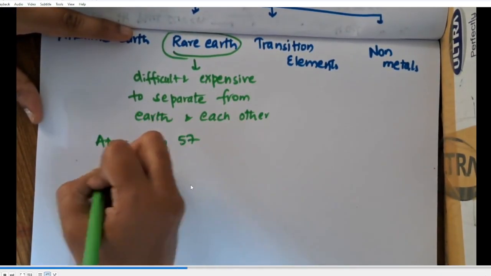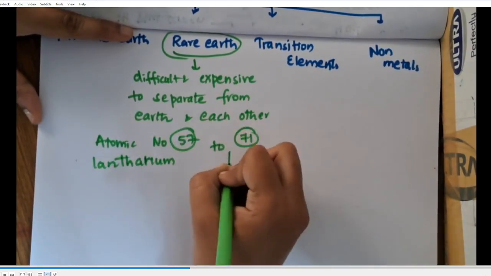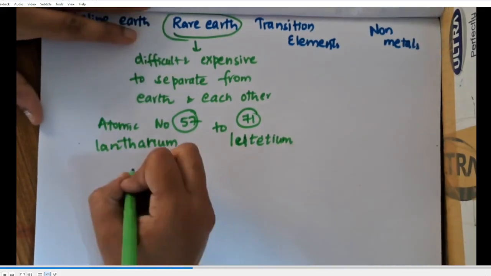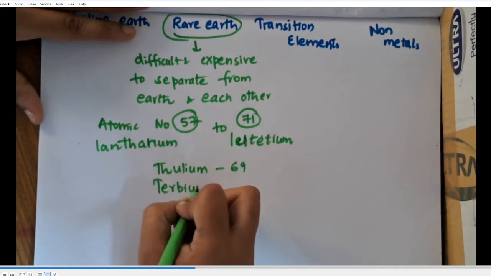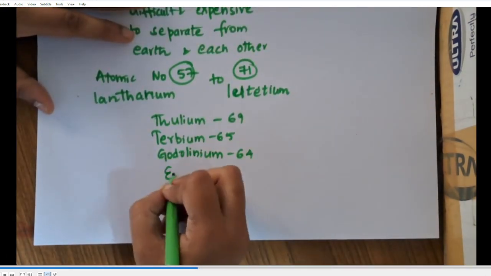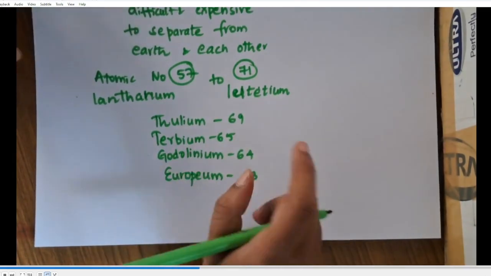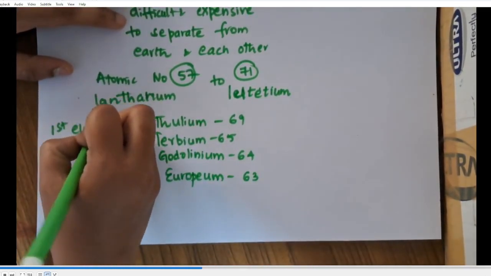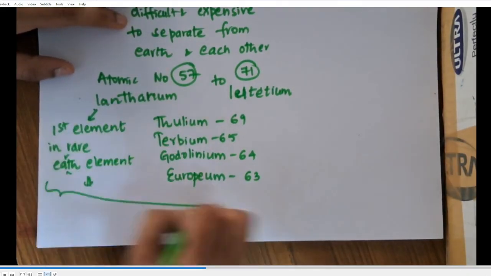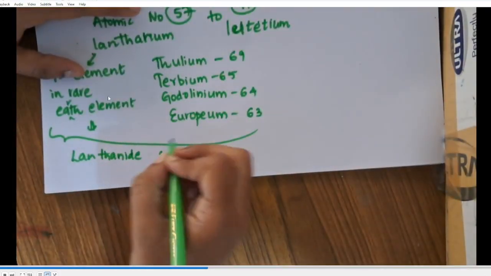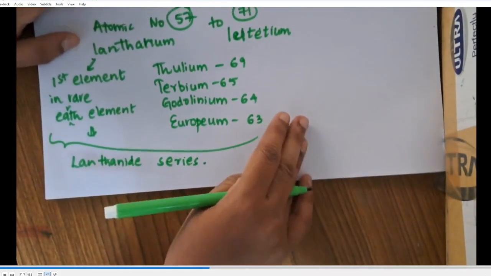So the rare earth group consists of elements of atomic number 57, that is lanthanum, through atomic number 71, that is lutetium. So it includes thulium 69, terbium 65, gadolinium 64, europium 63, and lanthanum is the first element of the rare earth group. Thus this whole series is called the lanthanide series.